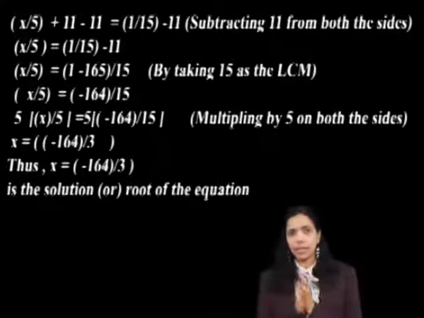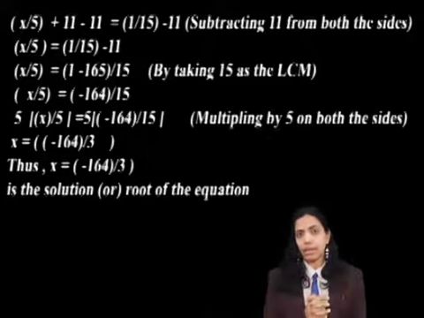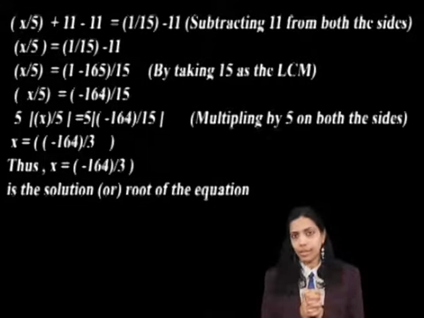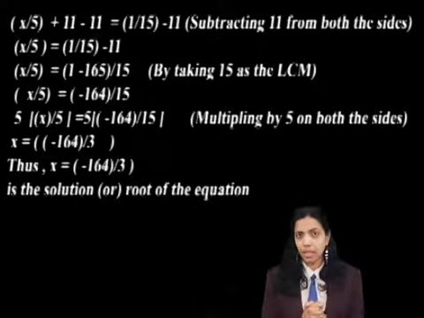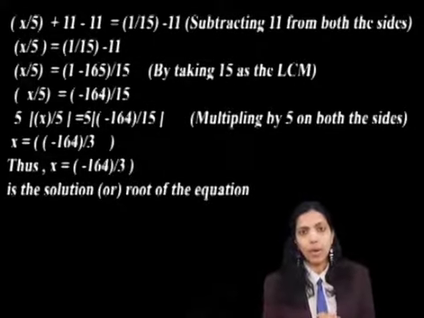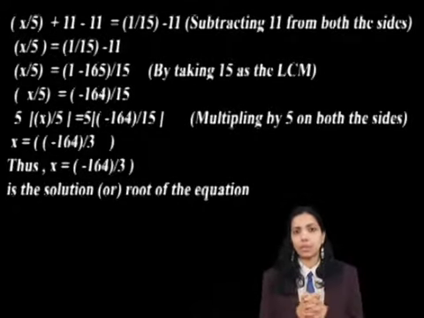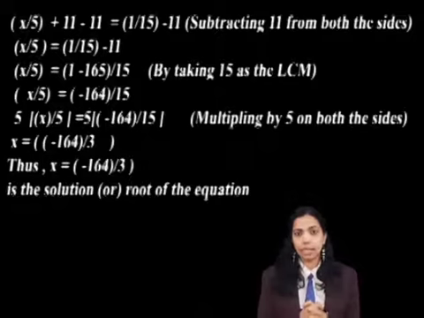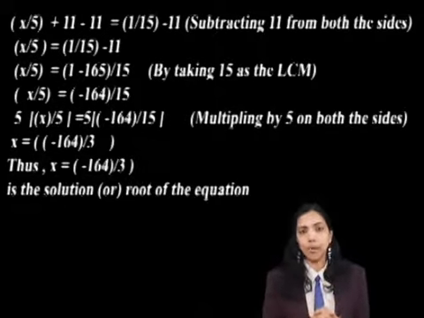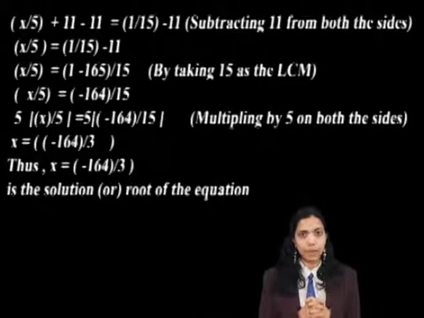Have a look at the right hand side. How can we solve it? Of course, they are unlike fractions, so go for the LCM. 11 we can write as 11 by 1. The LCM is 15. So if you multiply, we get 1 minus 165 divided by 15. What is the difference between 1 and 165? Of course, it is minus 164. So we get x by 5 equals minus 164 divided by 15.